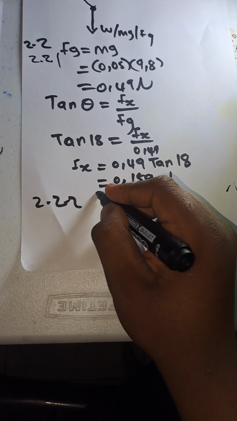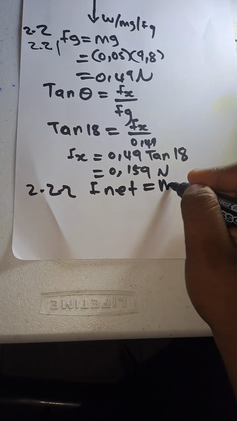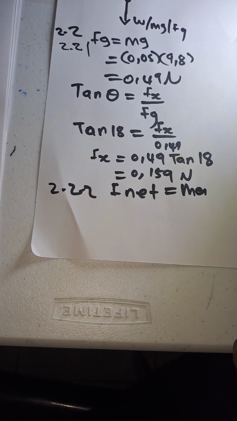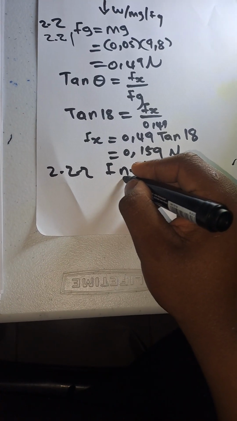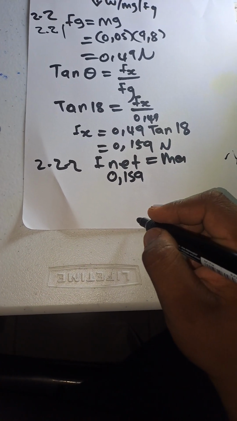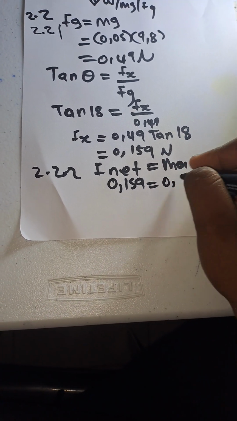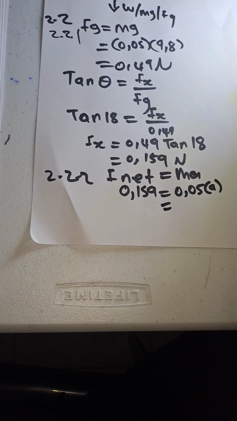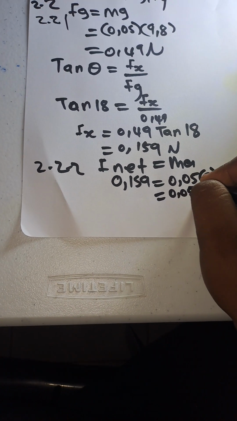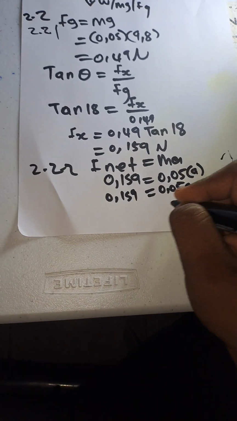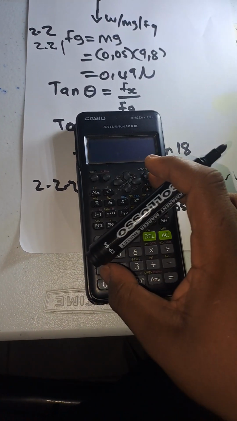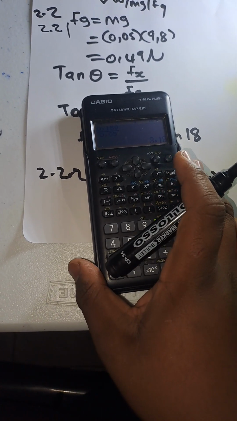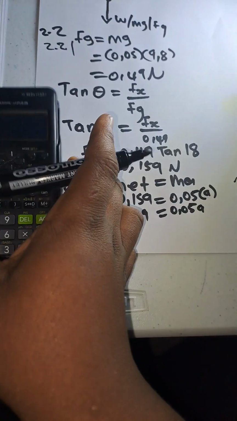So now, you know, F net is equal to mass times acceleration. Since I've told you that the only force that is acting is the Fx there, I'll simply say 0.159 is equal to, what is my mass? 0.05 times the acceleration that I want. So it is 0.05a. This is 0.159. Divide both sides by 0.05. I don't have space there, so I'm simply going to go straight to my answer. 0.159 divided by 0.05, what am I getting? 3.18 there, as you can see.